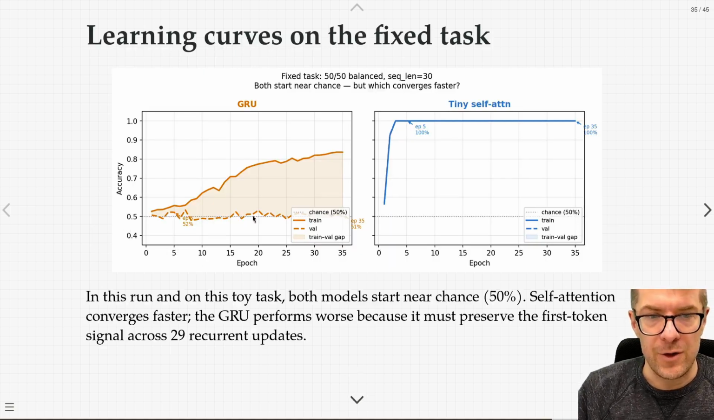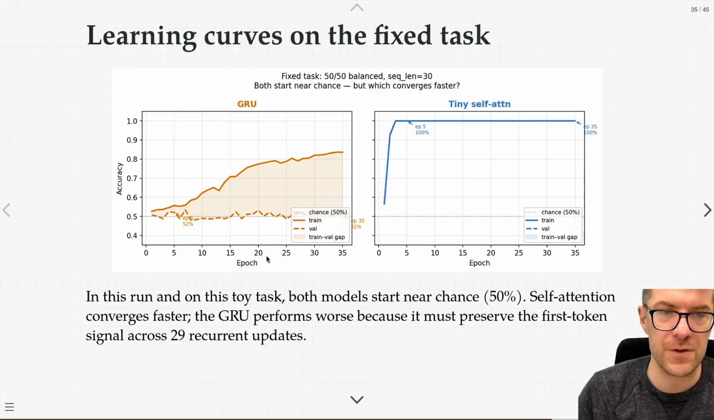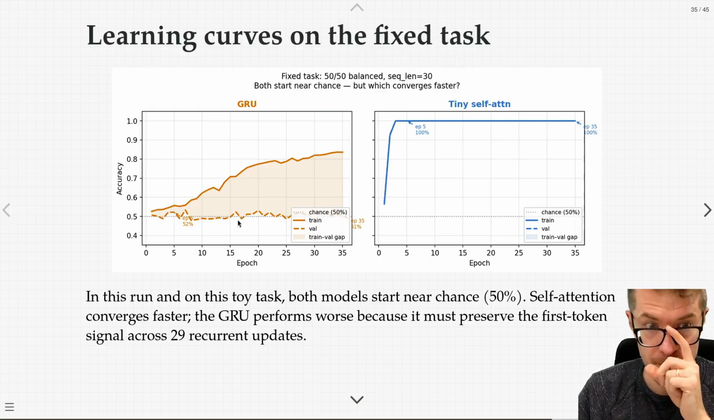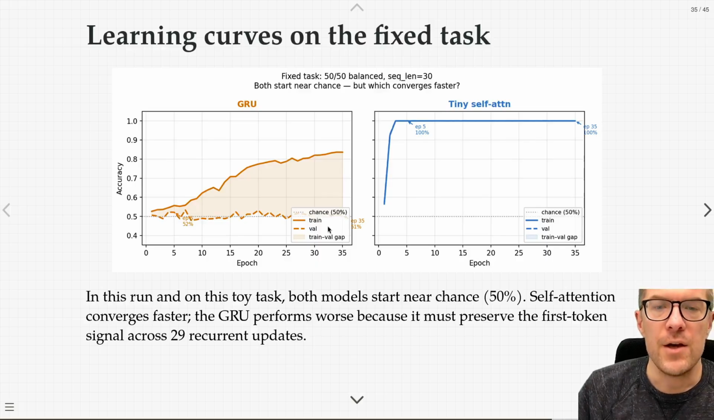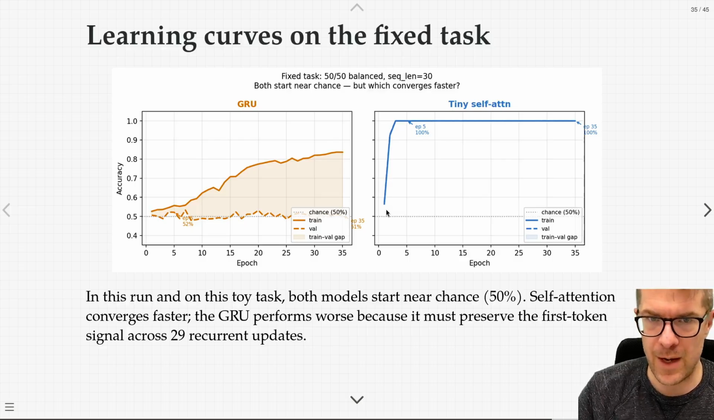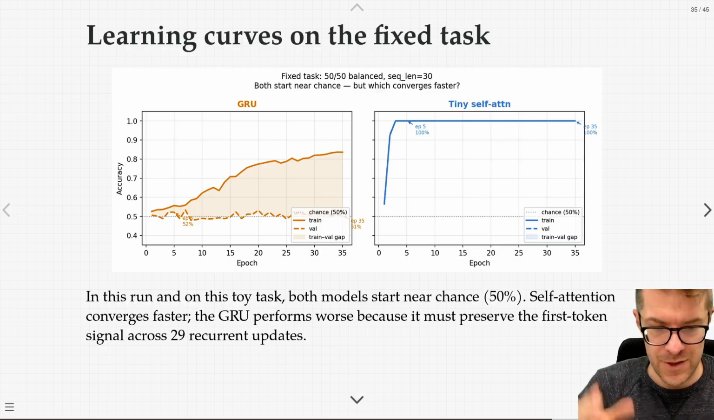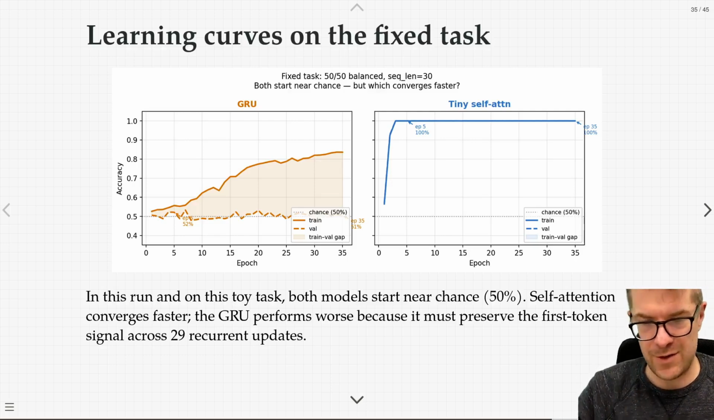So here are the learning curves over the epochs of training, over 35 epochs. Solid curves are training, dashed curves are validation. We called it test a moment ago. Both approaches start off about 50% accurate. This is like random: do they match or not? It's a 50-50 chance because it's balanced. I skipped over that before, but half of the time the first and last tokens are the same, and half of the time they're not. So there are no problems related to class imbalance or anything like that.